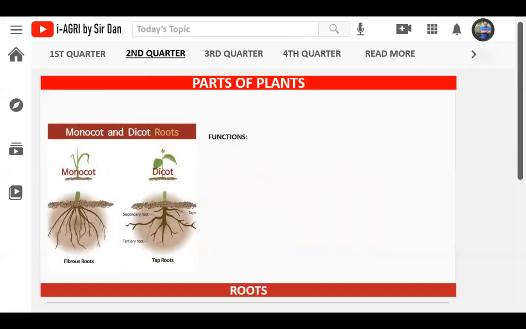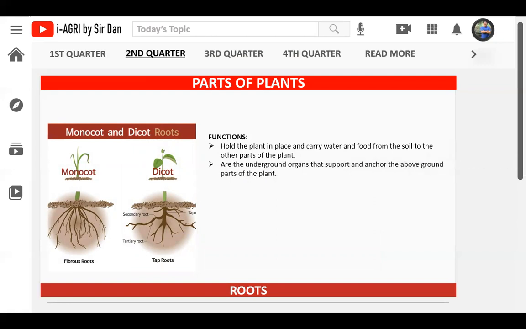The root is the first part of the plant. The function of the root is it holds the plant in place and carries water and food from the soil to the other parts of the plant. Roots are the underground organs that support and anchor the above ground parts of the plant, absorb water and dissolved mineral from the soil and store food.